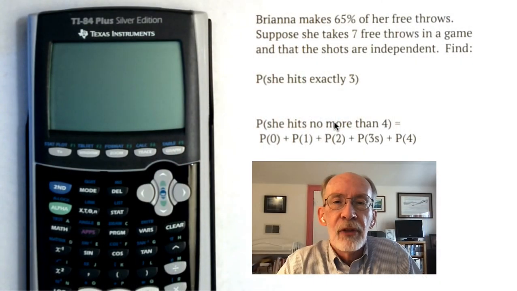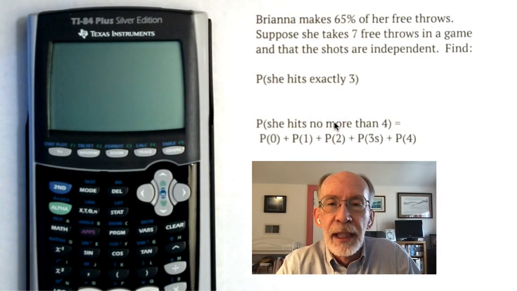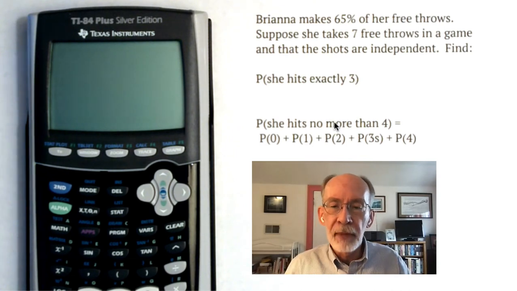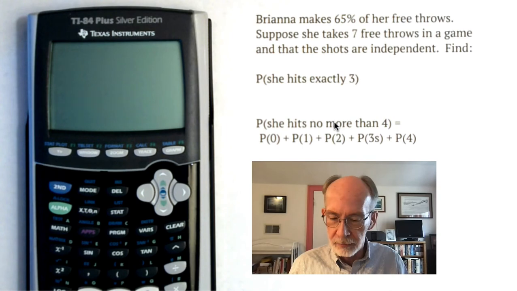This video is going to be centered around a problem involving a free throw shooter. This is Brianna from the first video, and she's still hitting 65% of her free throws. But we're now supposing that she's in a game in which she takes 7 shots. The shots are independent, and we want to know the probability that she hits exactly 3. And this, of course, would be a binomial probability because she either hits or misses over a fixed number of trials with a constant probability, and we've assumed the trials are independent. So we could employ the formula.